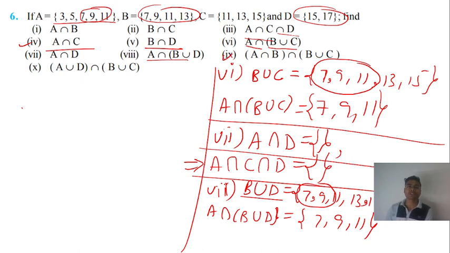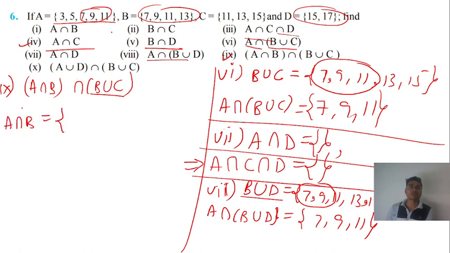Okay, coming to question number 9. Question number 9 is saying A intersection B union C. So we will find these two sets first and then do intersections with this. So we will find first A intersection B.